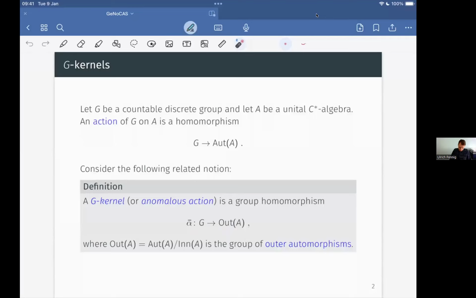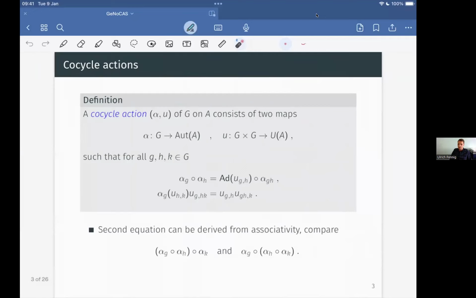And then there's a second notion that's closely related to this one, a relaxed version of this. And these are the so-called cocycle actions. And so what's a cocycle action? It consists of a map alpha from G to the automorphisms of A, together with a map U, such that the idea is that U measures the defect of alpha being a homomorphism. Right, so if I compose alpha G with alpha H, I don't get alpha GH on the nose, but I get alpha GH composed with the adjoint action by this unitary here.